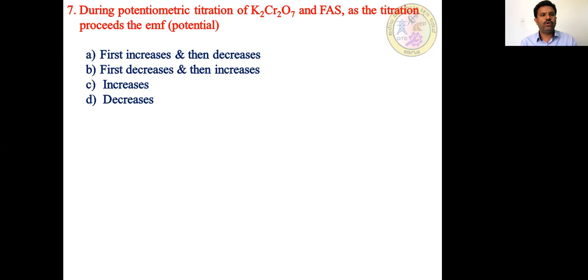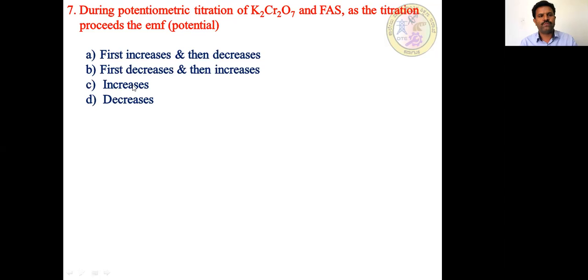Question number 7. During potentiometric titration of potassium dichromate and ferrous ammonium sulfate, as the titration proceeds, what will happen to the EMF or potential? Option A, first increases and then decreases, option B, first decreases and then increases, option C, increases, option D, decreases. So the right answer is that during potentiometric titration of K2Cr2O7 and FAS, as the titration proceeds, the EMF increases.